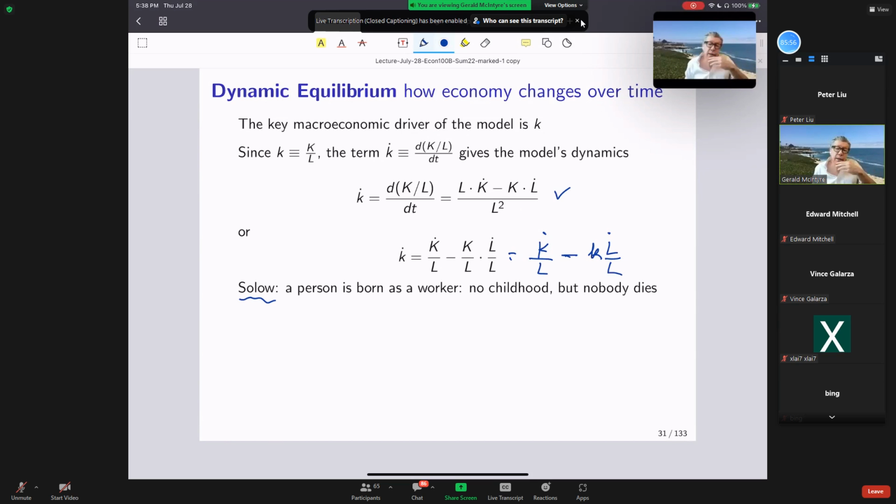So that's kind of a depressing model, right? In other words, there's no teenage years, no childhood. As soon as a worker is born, you've got to work. On the other hand, nobody ever dies in the model. As soon as you're born, you live forever. So that's a good thing. We could certainly handle death, but that would be a complicating feature of the model.